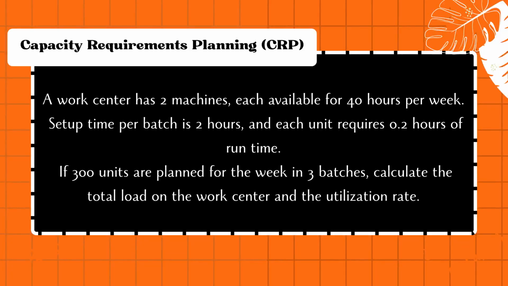Problem 7. Capacity requirements planning. A work center has 2 machines, and each machine can run for 40 hours per week. Setting up each production batch takes 2 hours, and each unit takes about 12 minutes to produce. 300 units are scheduled for production this week in 3 separate batches. What is the total workload on the work center, and how fully utilized are the machines?